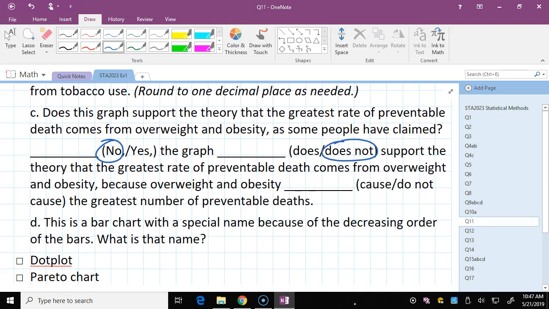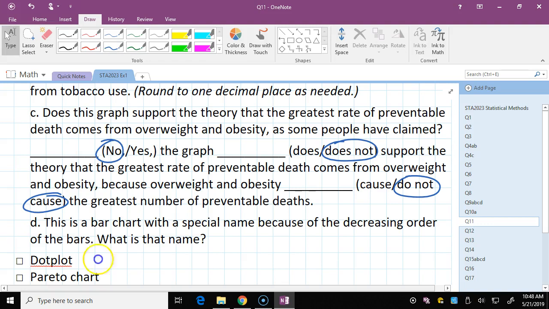Does not support the theory that the greatest rate of preventable deaths comes from overweight and obesity, because overweight and obesity do not cause the greatest number of preventable deaths. Do not cause. And the reason why you put do not cause is because it's saying it is the greatest. It's not saying that it doesn't cause deaths. It's just not the greatest. Make sense?